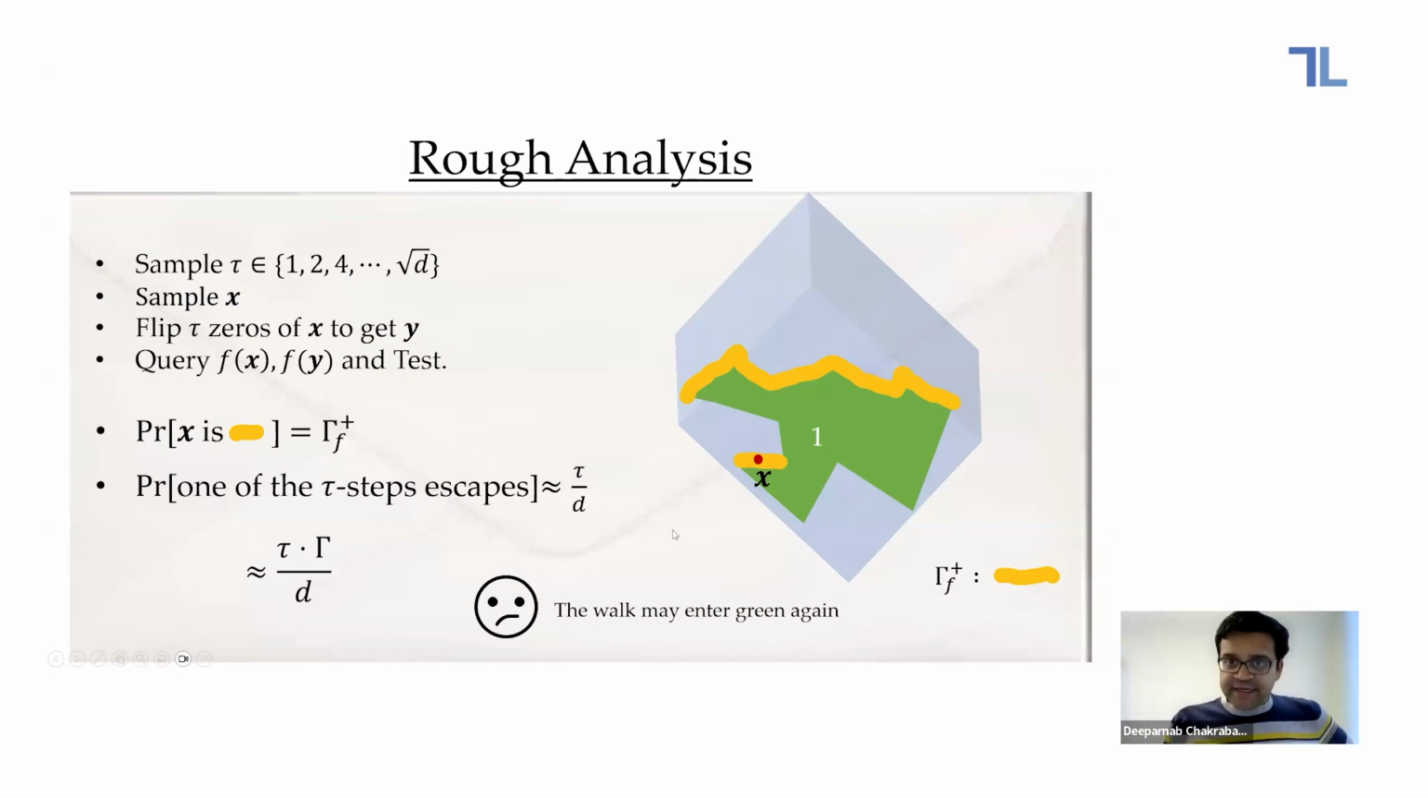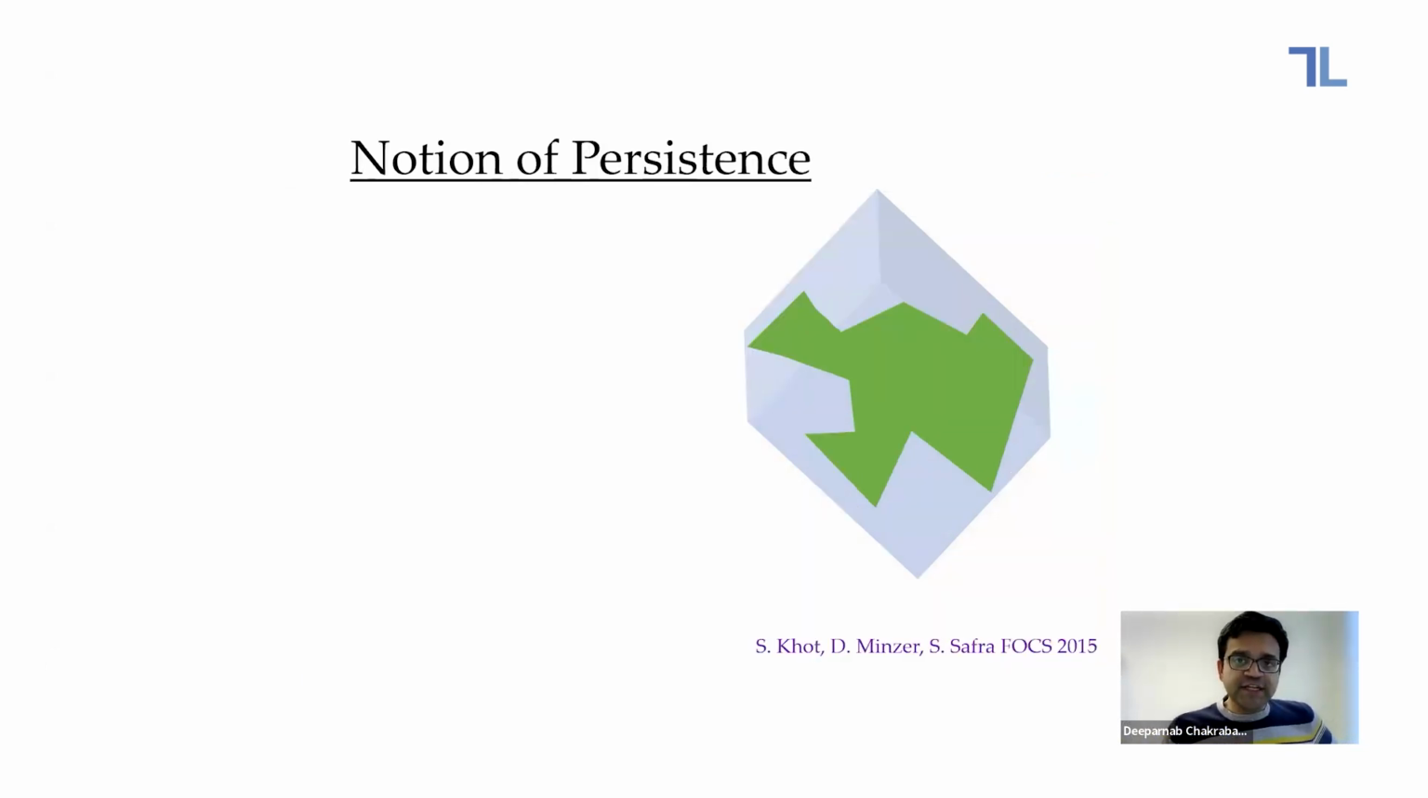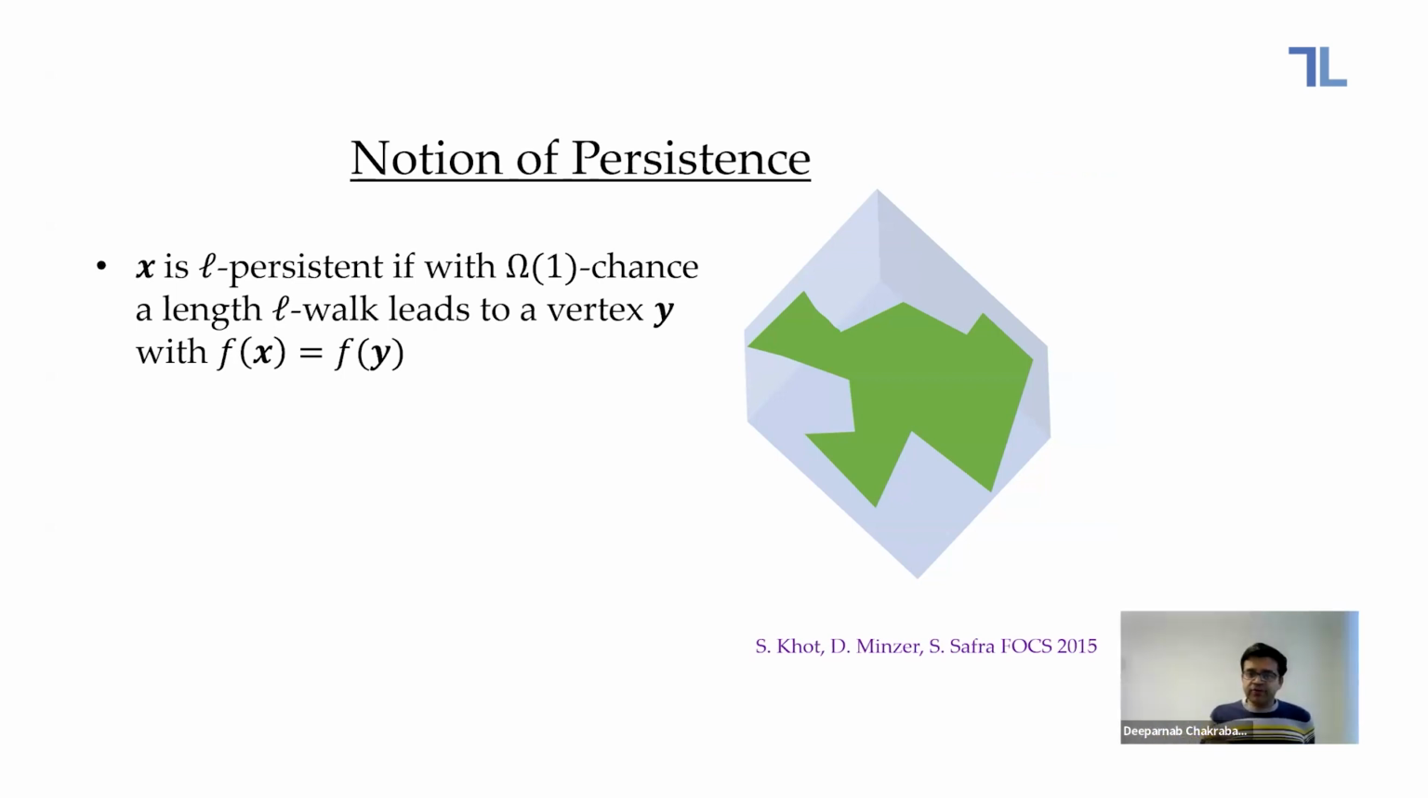Okay, so to bypass this worry, we need a different notion, and this is a notion that Khot, Minzer, and Safra introduced. In our paper with Seshadri, we came up with an analysis which was different, and this is a much clearer analysis. It's a notion of persistence of a vertex. So a vertex X, now any X in my hypercube, we say it is L persistent if I take out, maybe I have a picture. So I pick an X and I call it L persistent.